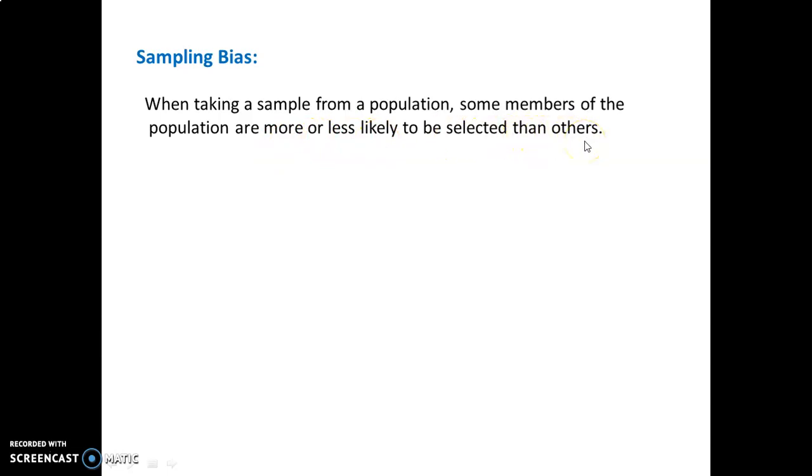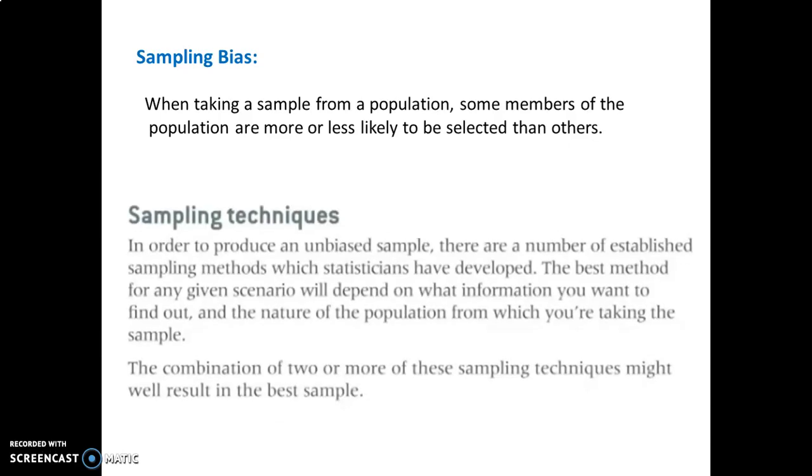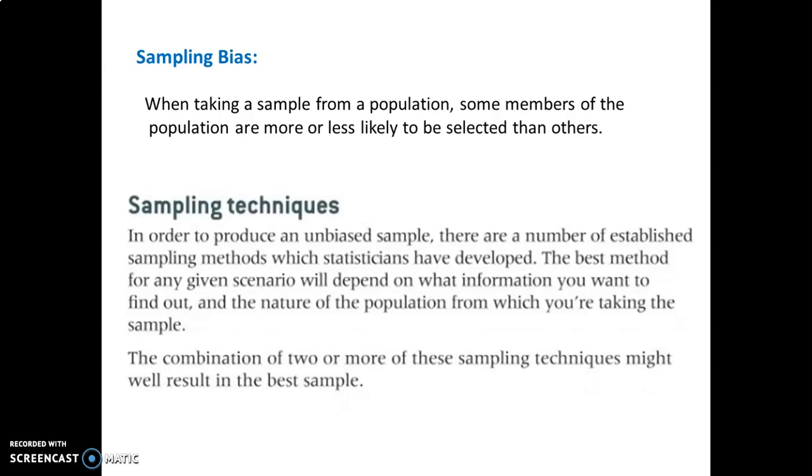When you select a sample, it should feel random. It should not feel planned. So that would be bias. So there are things called sampling techniques which help us avoid bias in samples.